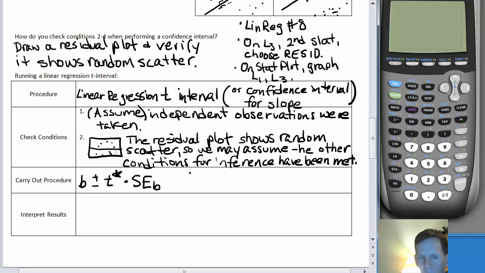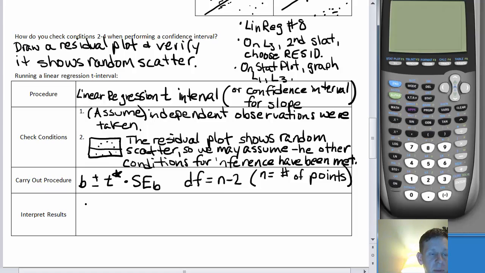In this step as well, you will identify the degrees of freedom. For this type of problem, the degrees of freedom are actually equal to n minus 2, where n is equal to the number of points that you have. So a little different from the past. It's not n minus 1, it's n minus 2.